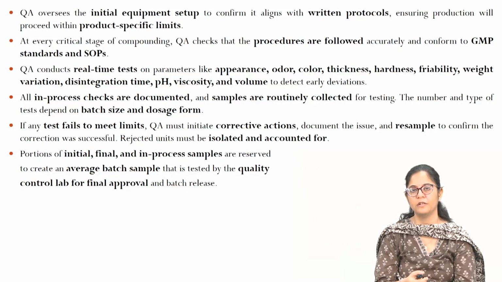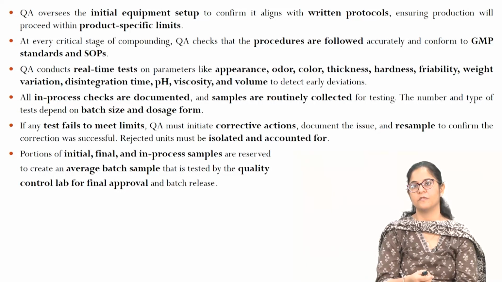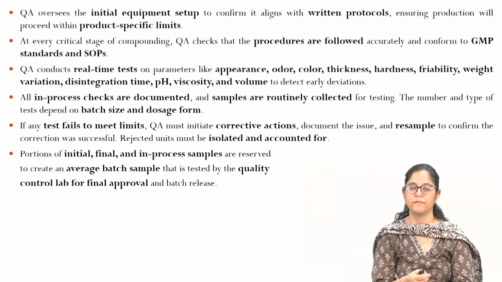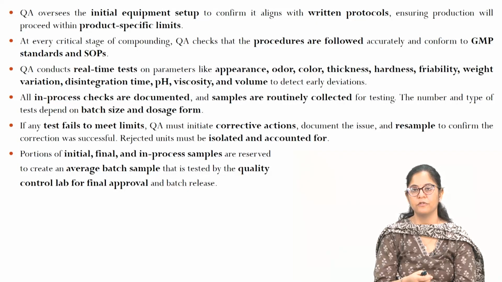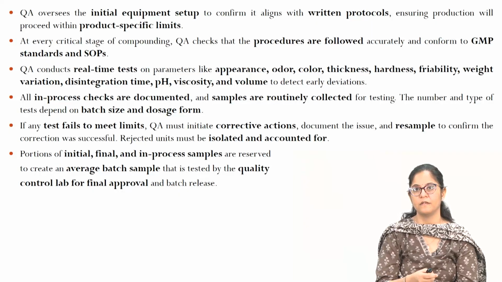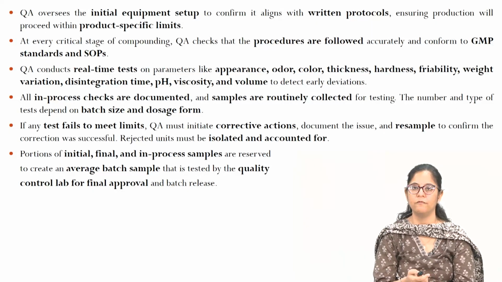If the tests fail to meet the limits, QA must initiate corrective actions, document the issue, resample and then again initiate the corrective measures. Rejected units must be isolated and accounted for. Portions of initial, final and in-process samples are reserved to create an average batch sample that is tested by the quality control lab for final approval and batch release.